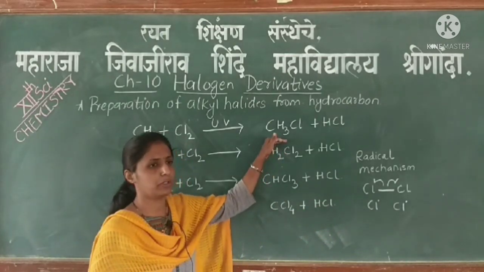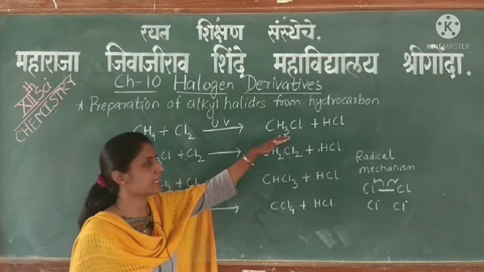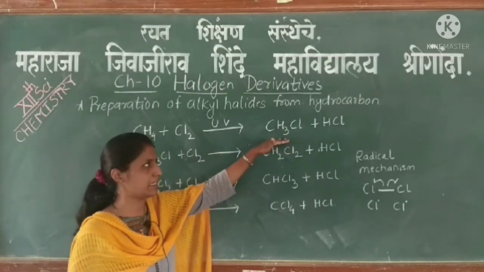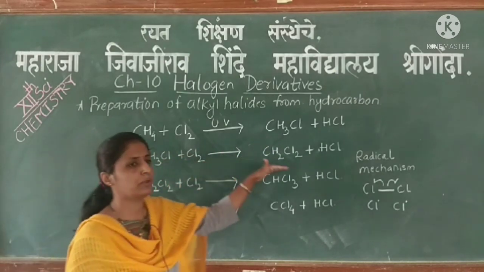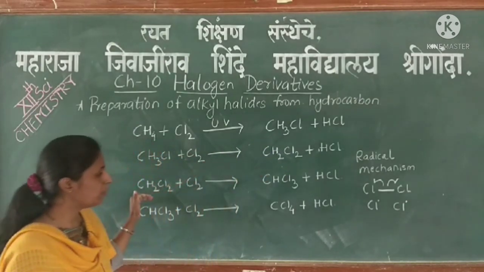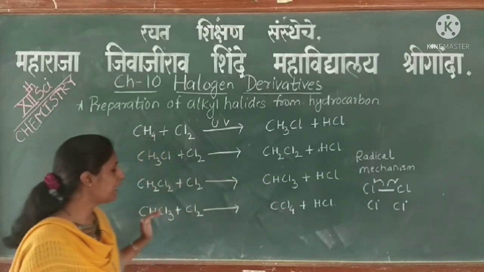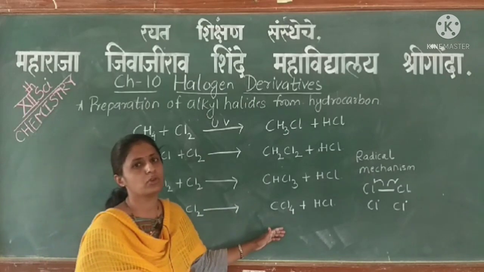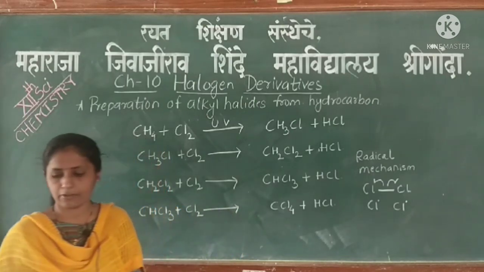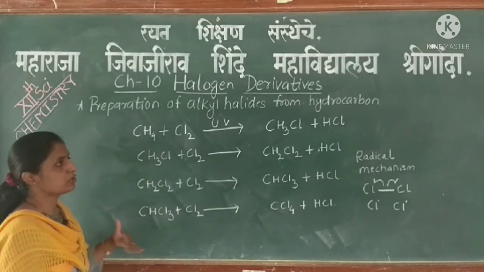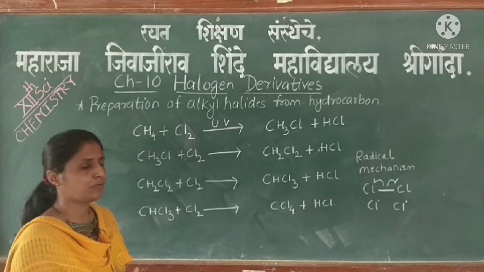Whatever desired product you want to have, you don't get. The reaction does not stop at this stage. It continuously goes on reacting with chlorine to give you dichloromethane. Dichloromethane again reacts to give you trichloromethane, and trichloromethane again reacts to give you tetrachloromethane. So this is the disadvantage of this reaction. One more, it is also giving a mixture of products.